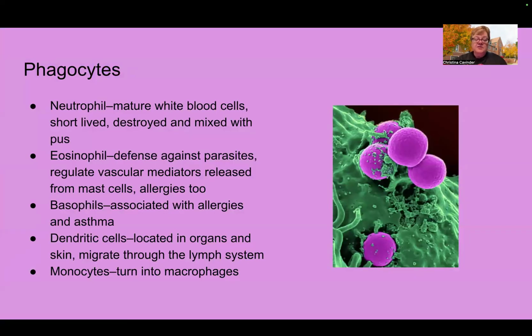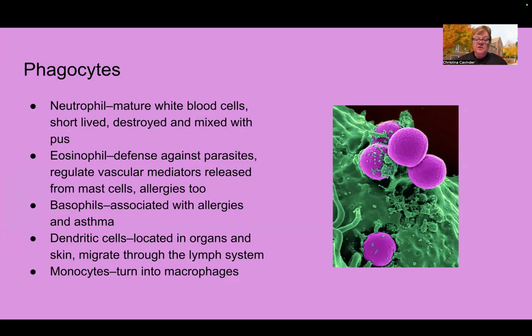So phagocytes are a type of neutrophil. There are different types of neutrophils. Neutrophils are mature white blood cells. They're short-lived, they're destroyed easily, and they mix in with pus.